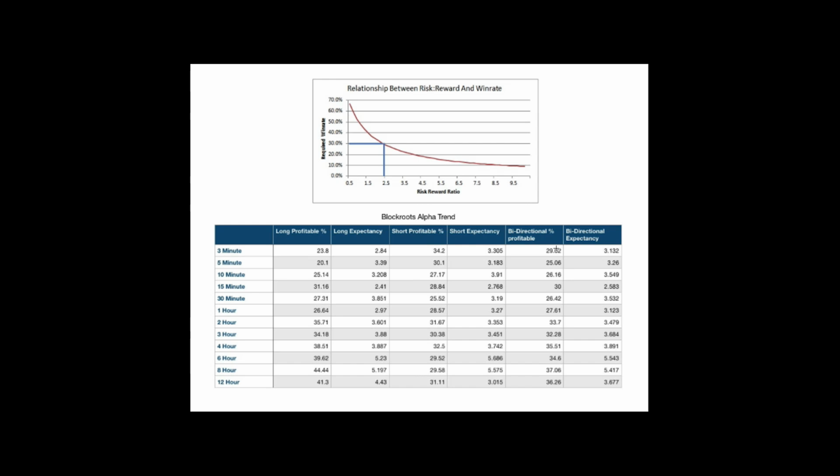So bidirectional profitable percentage for the 3-minute is about 30%, 29%, so it's about right here. And then the expectancy is 3.1. So that puts us about here. It's still outside of this curve. So this is just showing you in a very metric-driven way that the strategy you're looking at, that's been tested over thousands of trades, the one that we're sharing, is profitable on a large enough sample.